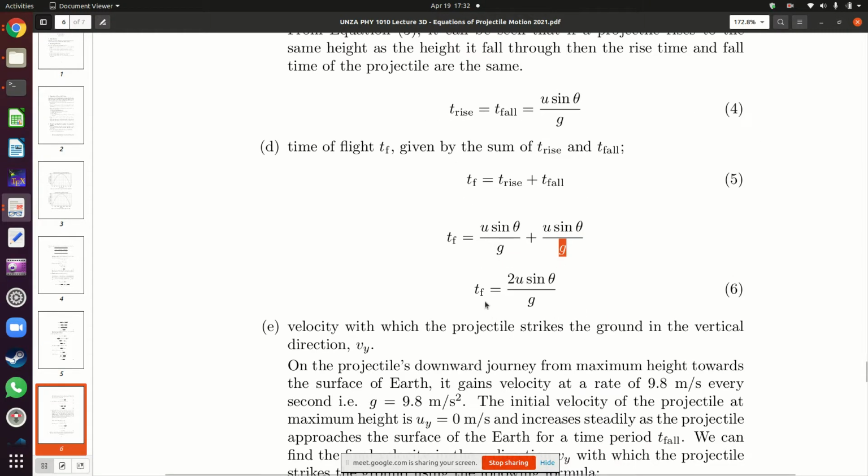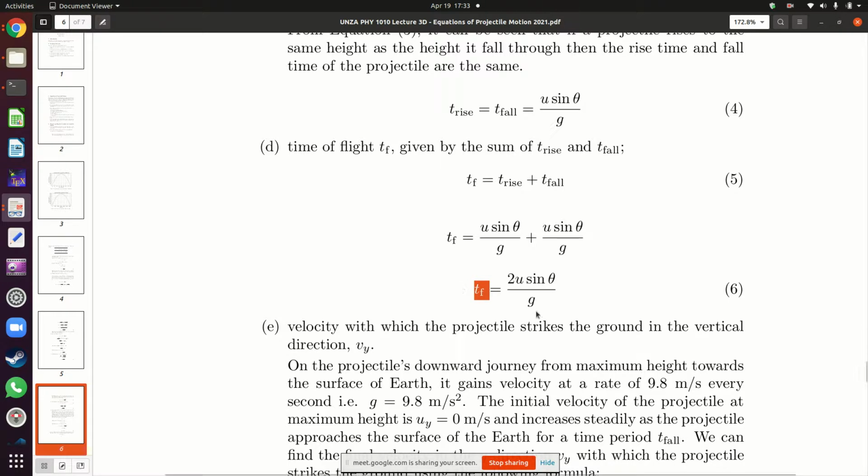So if you add these, you end up with the flight time TF, which is equal to 2 u sin theta divided by g. So TF is equal to, basically you can say, depending on what you want, 2 u sin theta divided by g, which you can rewrite as 2 t rise, twice the rise time, or twice the fall time, depending on which one is easier for you. So this is how you get the flight time.